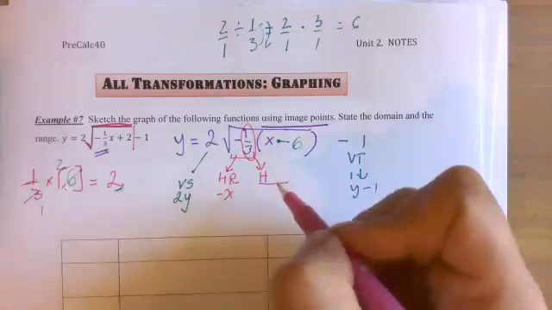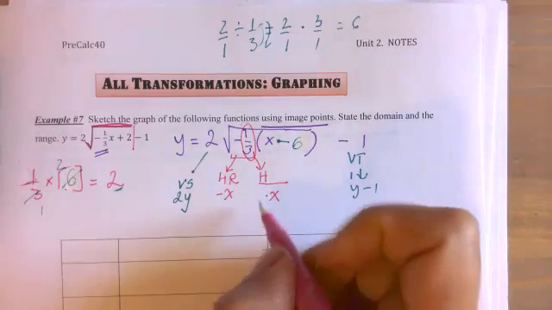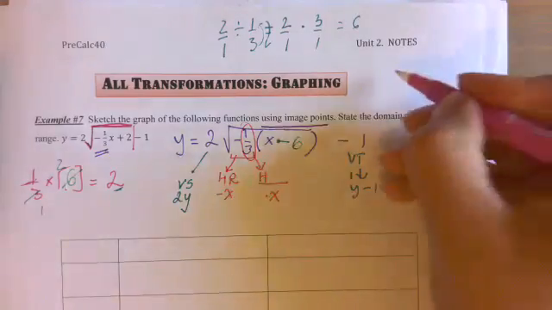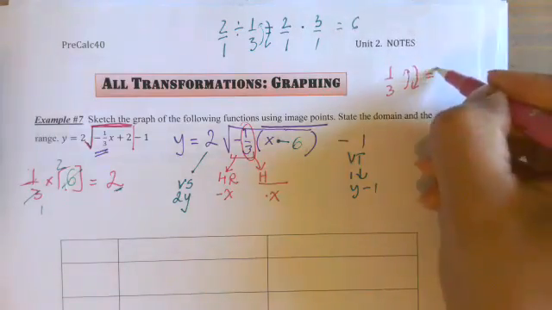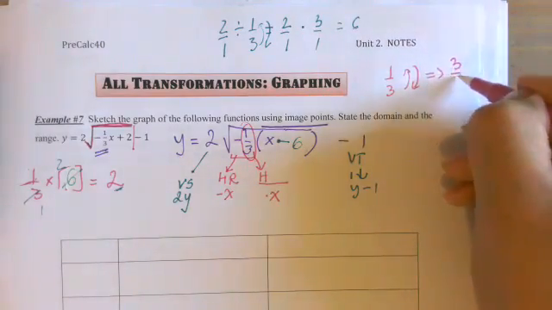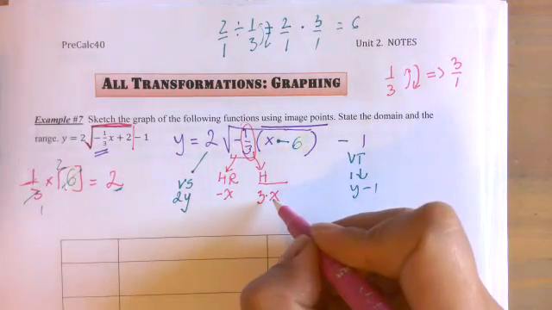Let's reciprocate the 1/3. 1 over 3, let's reciprocate it. It becomes 3 over 1, or 3. So 3. Is it a stretch or a compression based on this multiplication? Stretch.